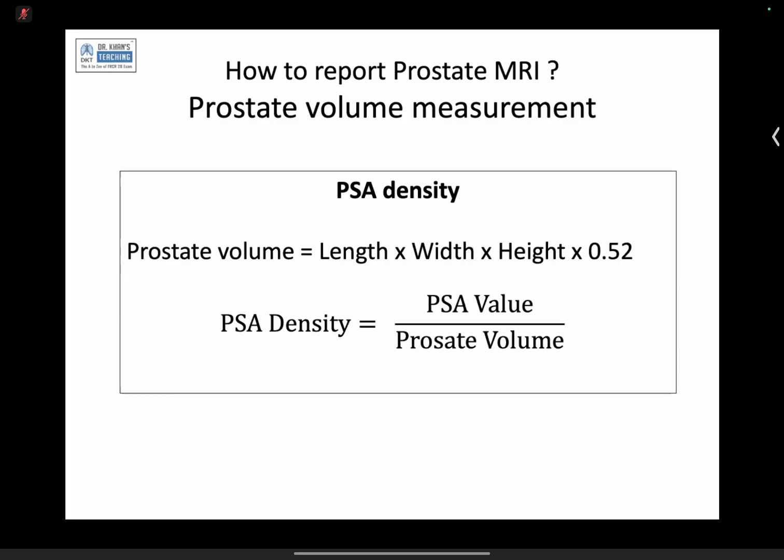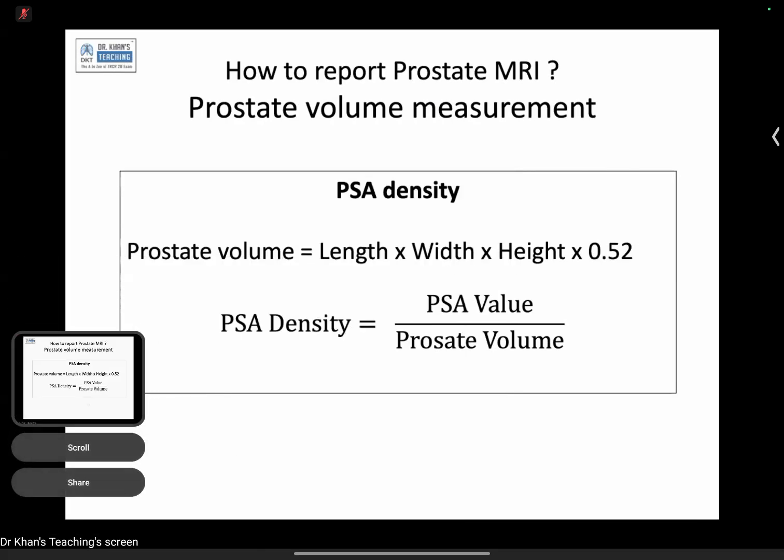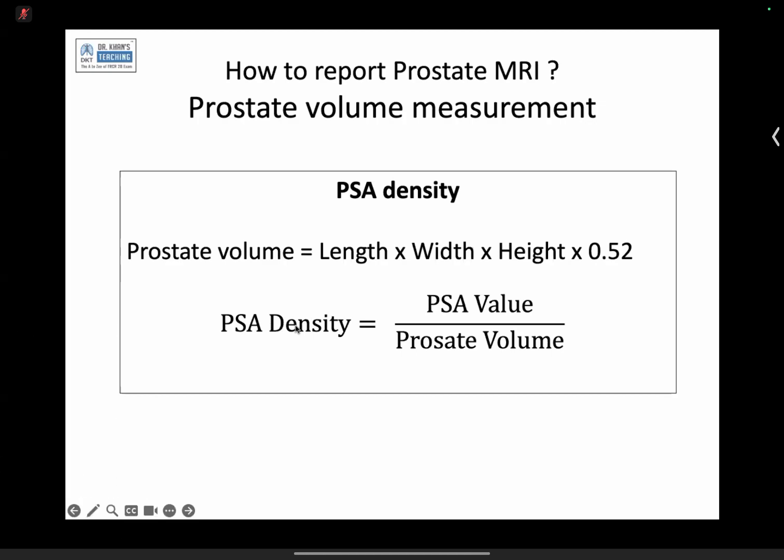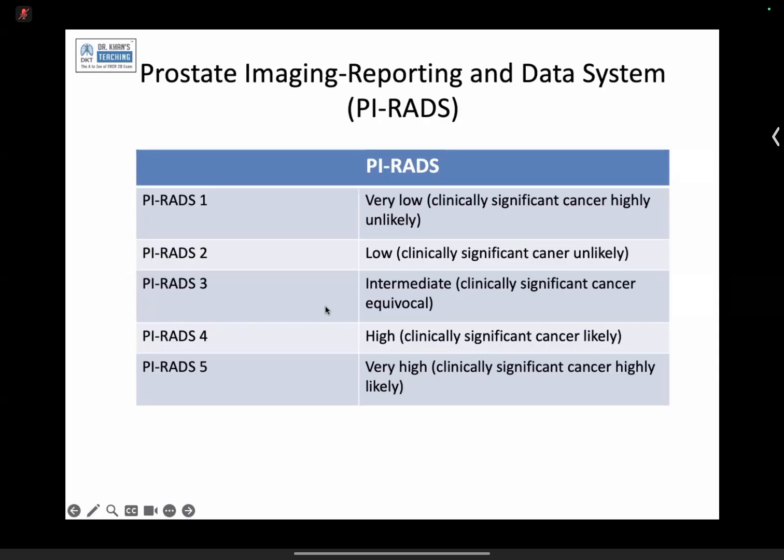You can download an app, etc. Just put the values there, and PSA density should be part of your report. That the prostate is this much in size, the volume is this much, the PSA is this much, the PSA density is this much. A PSA density of more than 0.2 usually is taken as abnormal.